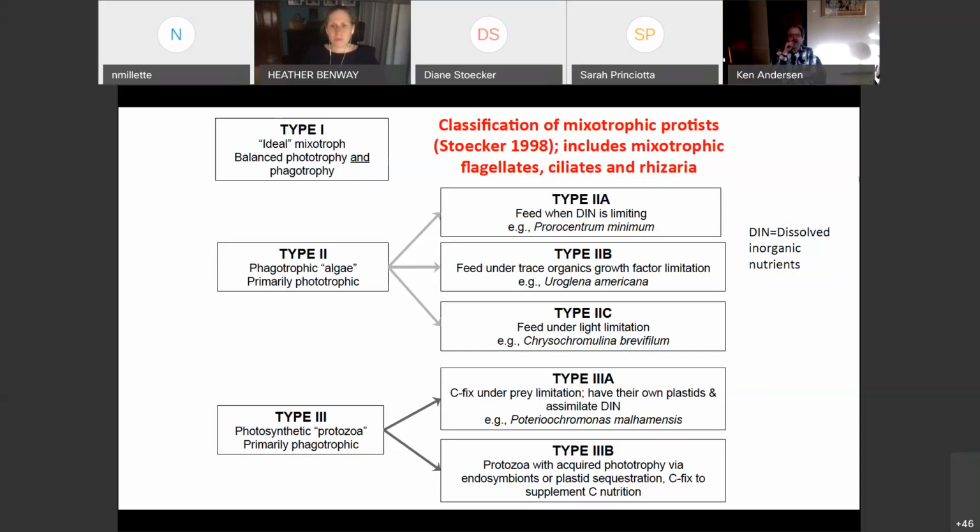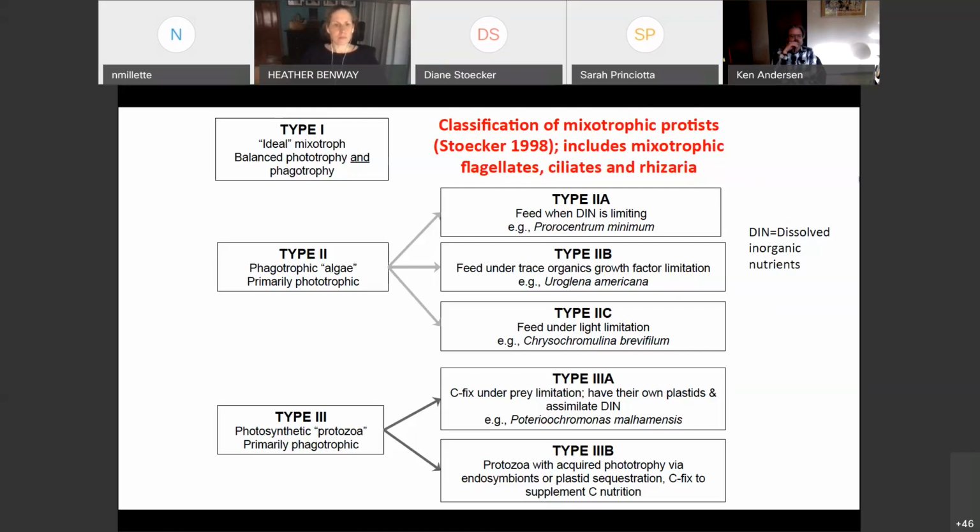So then type 3, I defined as photosynthetic protozoa, and you probably wouldn't use this anymore because you really shouldn't use protozoa, you should use protists. And we really know now that the algae and the protozoa are all protists. But I use this for organisms that were primarily phagotrophic. So the first type, 3A, fixed carbon when prey are limiting, but they have their own plastids and can assimilate dissolved inorganic nitrogen and phosphorus.